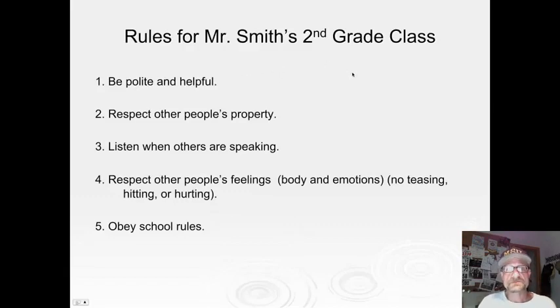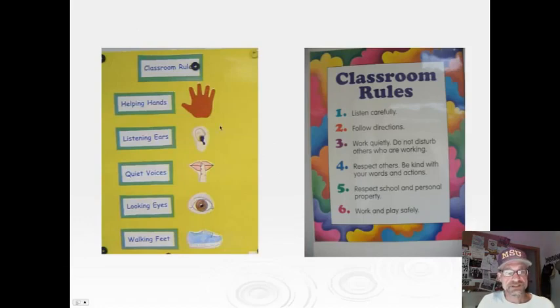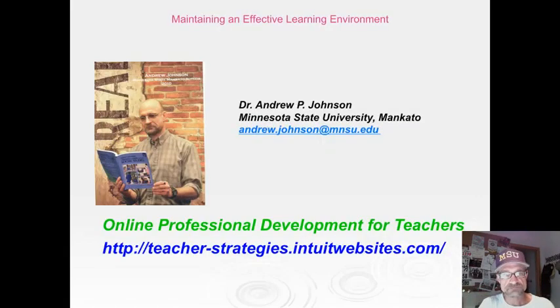Here's an example of rules from Mr. Smith's second grade classroom, all stated in the positive, the behaviors we want to see. General classroom rules. You can do all sorts of Google searches and find them. Now, the key again is a few rules. 5 to 6, definitely no more than 7 or 8. But I would try to stay in the 5 or 6 range. And that is it. Just some simple tips for maintaining an effective learning environment.